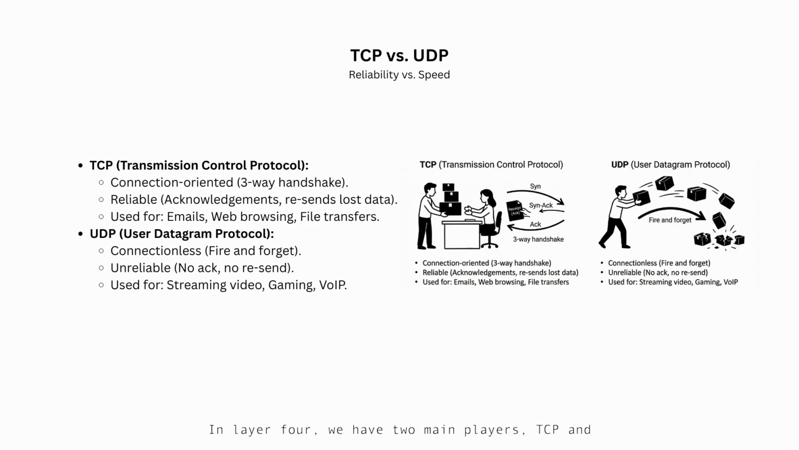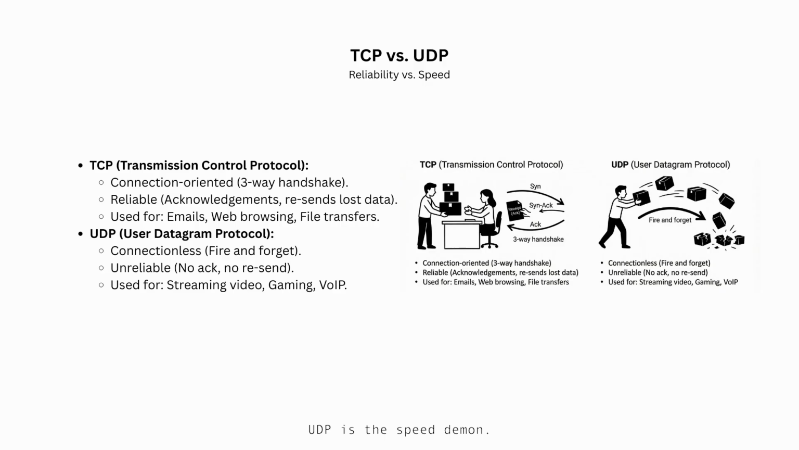In Layer 4, we have two main players, TCP and UDP. TCP is the responsible child. It establishes a connection using a three-way handshake: SYN, SYN-ACK, and ACK. It guarantees the delivery. If a packet drops, TCP notices it and resends it. This is great for emails where you don't want half an email.